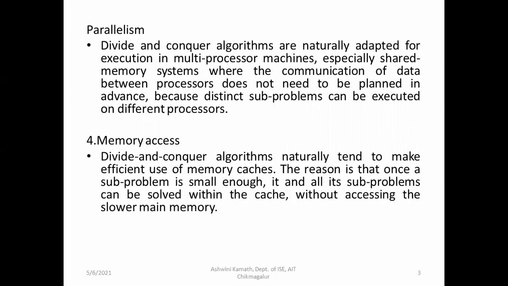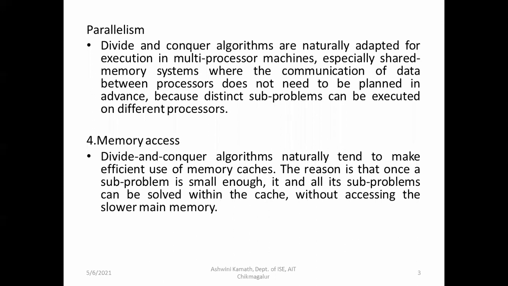Memory access. Divide and conquer algorithms naturally tend to make efficient use of memory caches. Cache memory is usually a temporary memory. Instead of accessing the slow memory, whatever required input we need, we can store in the cache memory. Cache memories will usually be faster. It is temporary memory, and it will be smaller; the size of the cache memory will be smaller than the main memory. But whatever important information is required can be kept in the cache.